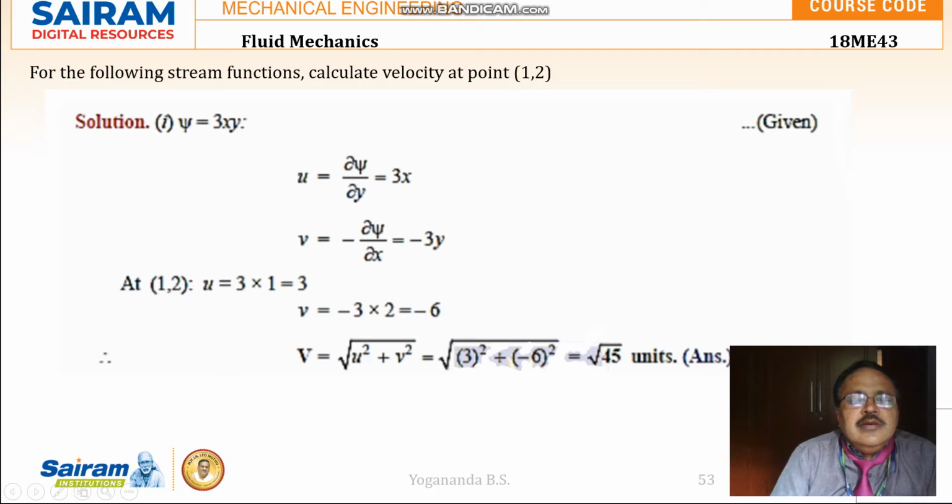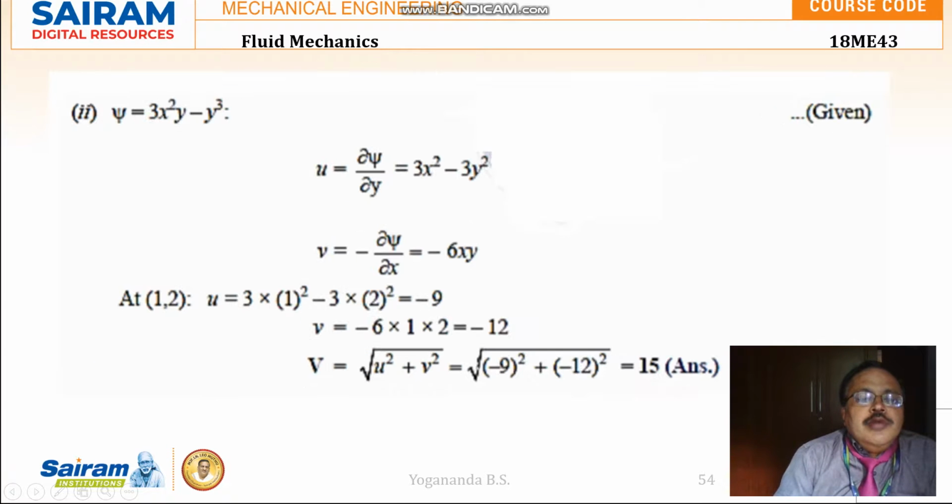But here we have a negative sign. At (1, 2), that is x is 1 and y is 2, u is equal to 3x, so it is 3 units. v is equal to minus 3y, which is minus 6. The resultant velocity is the square root of u square plus v square. Substituting u and v, we get the square root of 45 units, which is the answer.